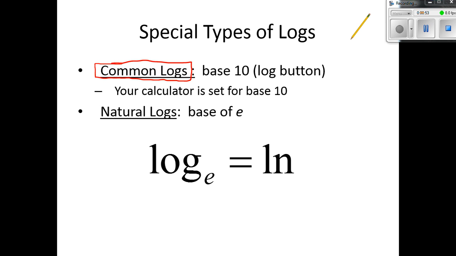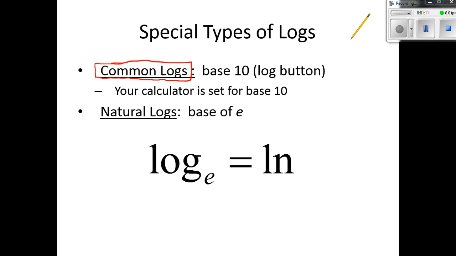Well, the importance behind logs is that they help us isolate the exponent, remember? So without logs, we really wouldn't be able to find the x value in our exponent, okay?